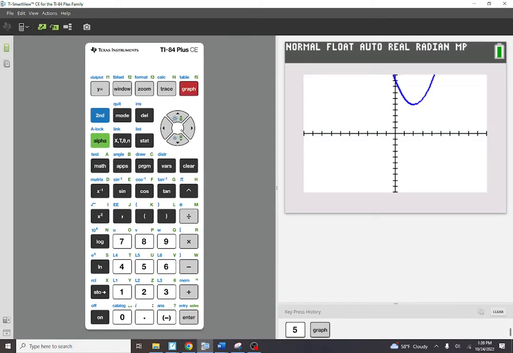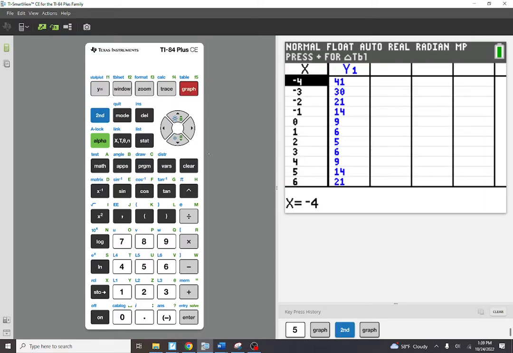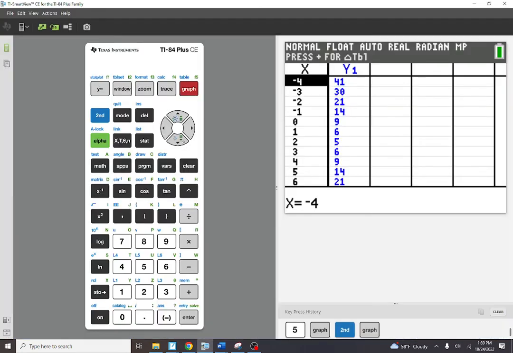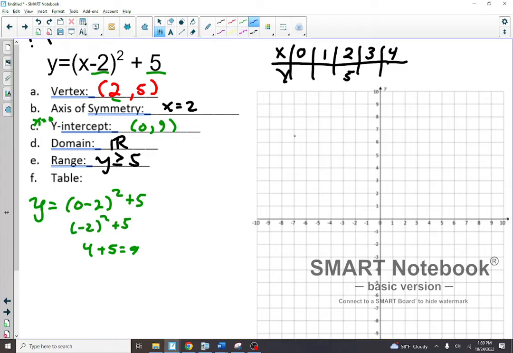I could graph it just to make sure it looks like a parabola. It does look like a parabola. Second table, we want to find our center, 2 comma 5. So 2 comma 5 is down here. So let's fill in the rest of the spots. So this is going to be 2 comma 5. This is 6 and 6. And it was 9 and 9. And I actually knew 0 comma 9 already from the y-intercept. So again, sometimes you get a freebie along the way.